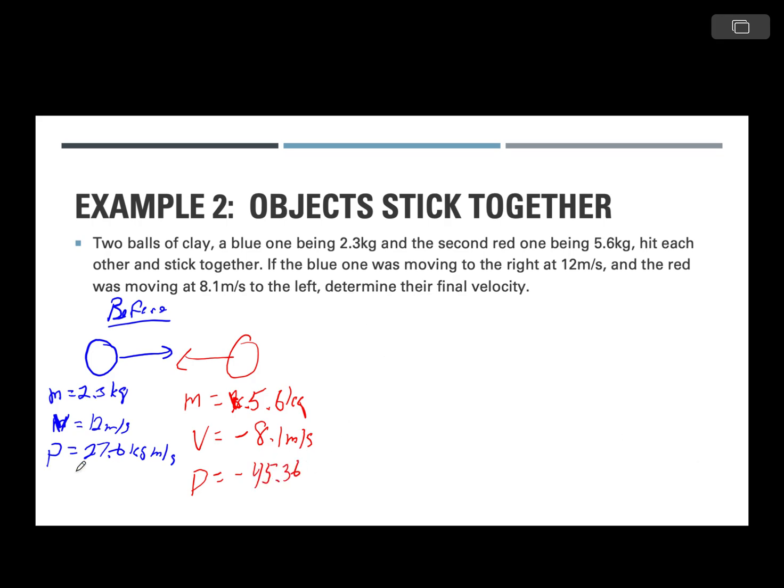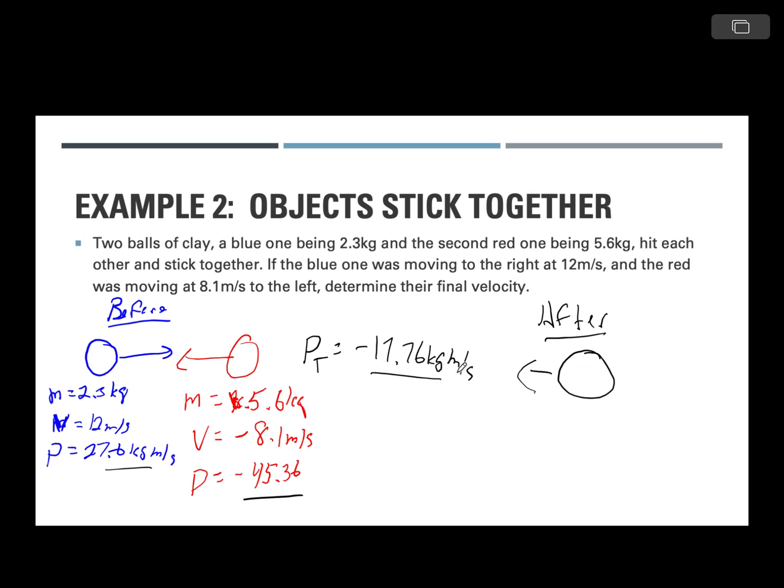Okay, so if we look at the overall momentum, we will add those together and we will get negative 17.76 kilograms meters per second. So in the after part, when they're all stuck together, they're still going to be continuing to the left. Great. So it's going to have this momentum.